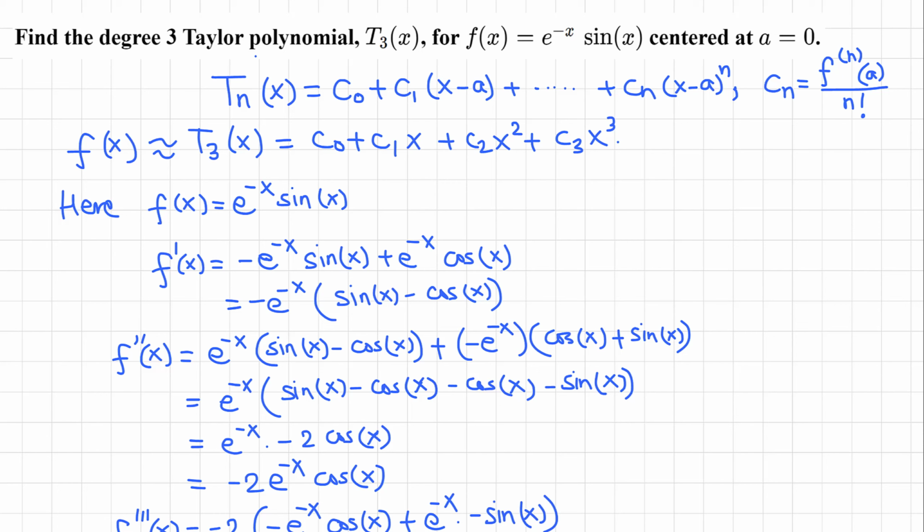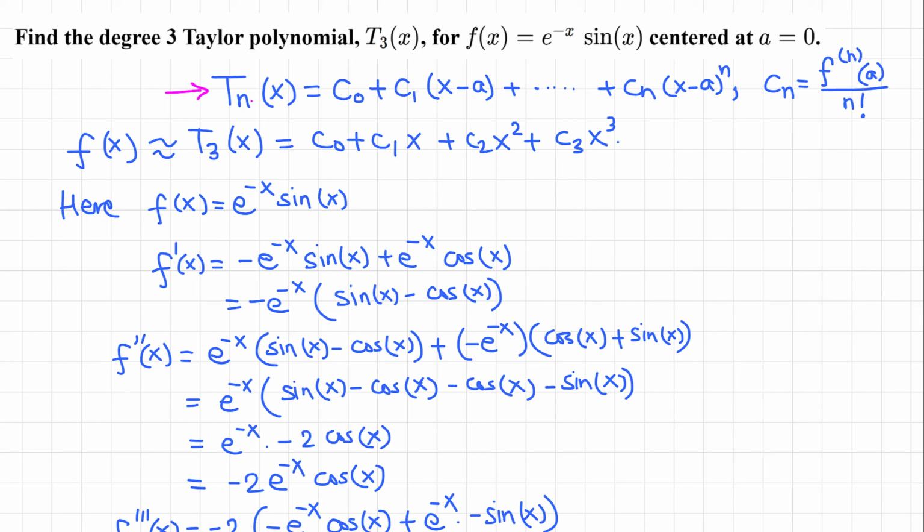Find the degree 3 Taylor polynomial T3(x). It's the notation for the degree 3 Taylor polynomial for the function e to the negative x times sine x, centered at 0. So we know that the nth degree Taylor polynomial is given by this formula.